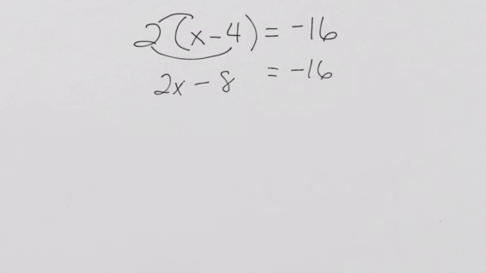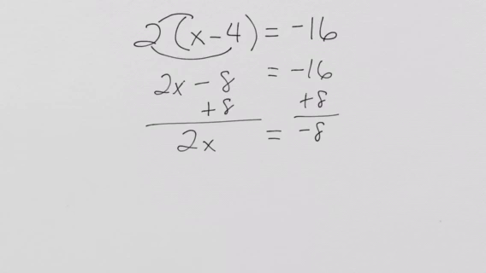Then we want to undo the adding and subtracting. So in this case, we're going to do minus 8 becomes plus 8 on both sides. We're doing inverse operations there. We get 2x equals negative 8. This is 2 times x, so we divide by 2, x equals negative 4.